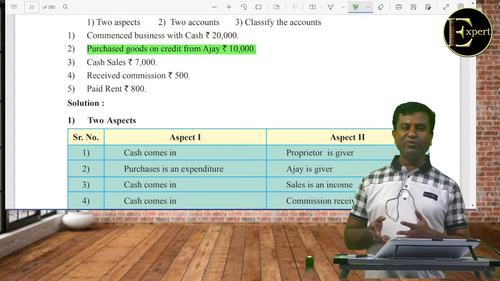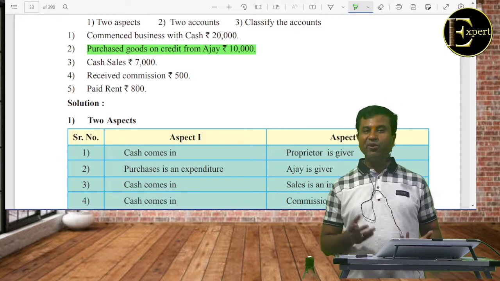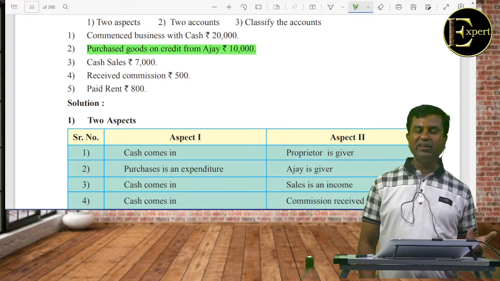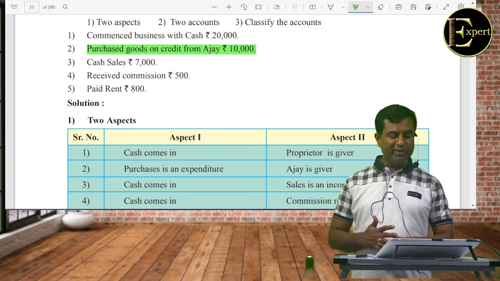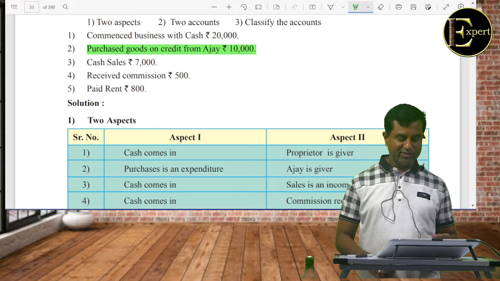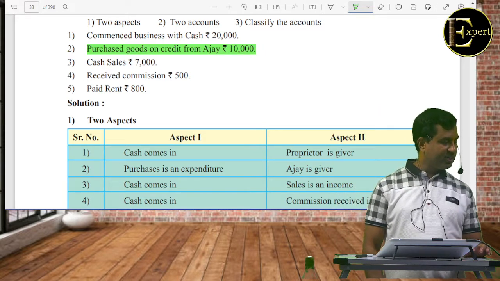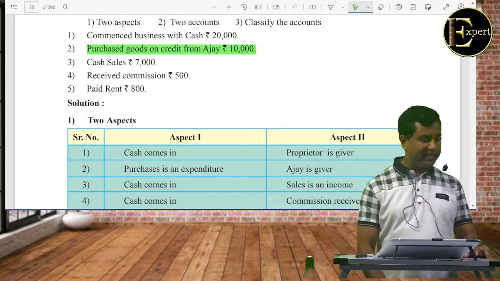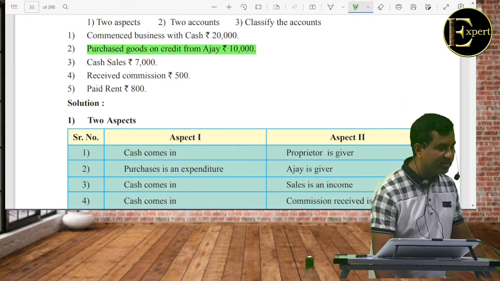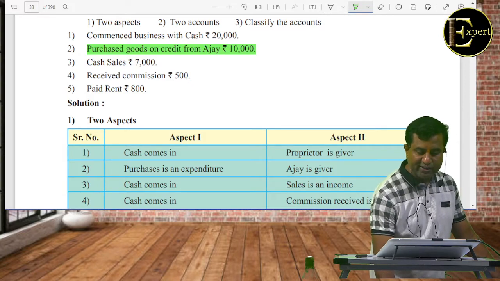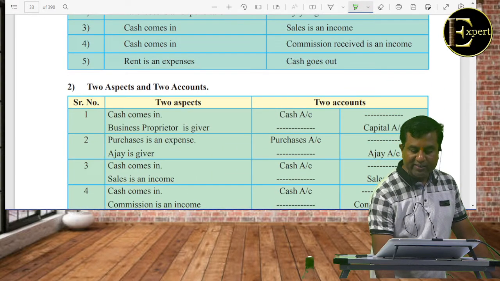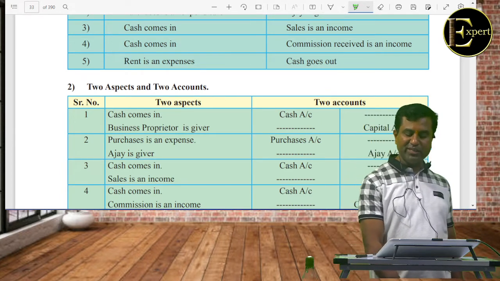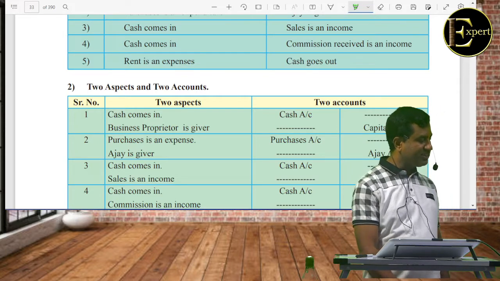So every time it is not possible that both accounts involved are either personal or real or nominal. At times it is possible that one account is personal, another may be real, or one is real, another may be personal, and that way the combination can happen. So third transaction, cash sales: cash comes in the business and sales is the income. First account impacted is cash account, second account impacted is sales account. Cash is the real account which says debit what comes in the business, and sales is that credit all incomes and gains of the business, इसलिए कैश को डेबिट करेंगे और सेल्स को क्रेडिट करेंगे इन ट्रांजैक्शन नंबर 3.